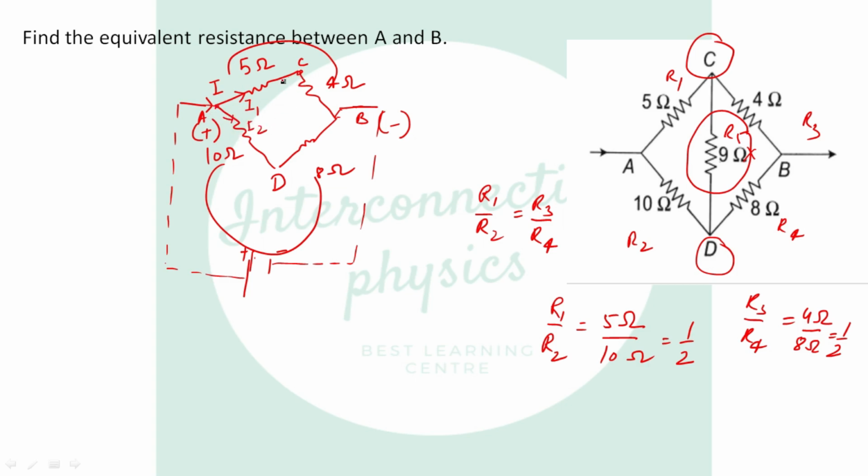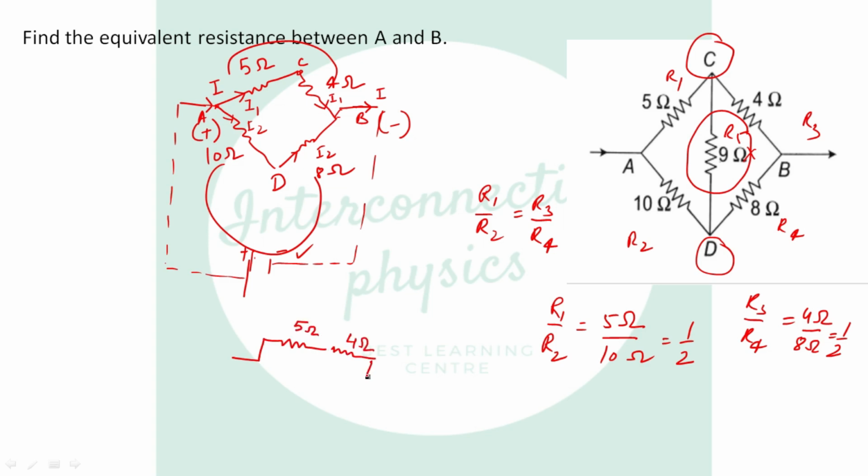Let us say I1 is going to the AC resistor and I2 is going to the AD resistor. Now at this point, there is no division, it is a chain AC and CB. That is, they are in series, so no current will be divided. This I1 current will go to CB and this I2 current will go to DB. And the combination I1 plus I2 will become I and the same current will go to the negative terminal of the battery. So that means 5 ohm and 4 ohm are in series and 10 ohm and 8 ohm are also in series.